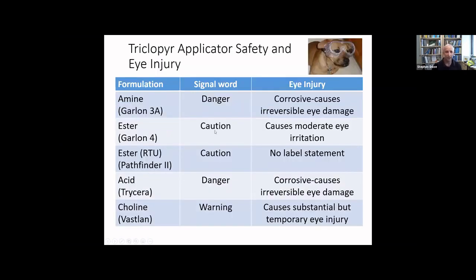Signal words are different among these new formulations. The Tricera has a danger signal word. So now you have a product you can use for basal bark that now has a danger. So no longer that caution signal word we use with the classic ester formulation for basal bark application. And the choline formulation, which is water soluble, has a warning, which can cause some eye issues. The 2 big ones, though, still being the acid formulation and the amine formulation, which if you get them in your eyes, they are corrosive, and if not washed out, can cause some definitely irreversible eye damage issues.